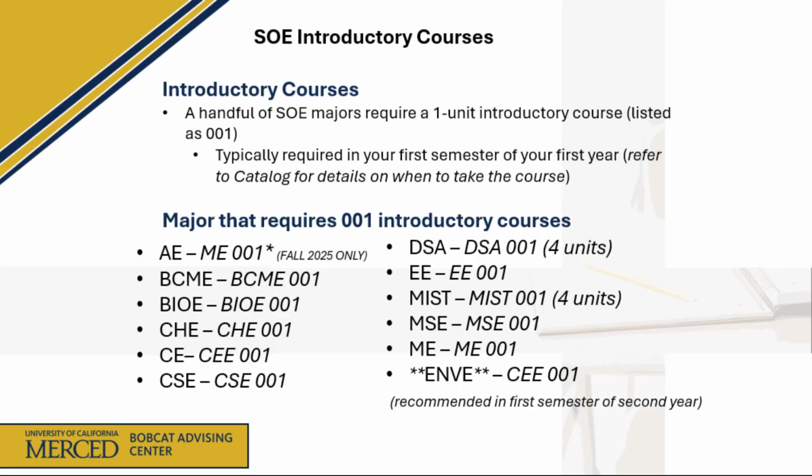In the School of Engineering, most if not all majors require that you take an introductory course. These courses are typically listed as 001 and are a good introduction to your major. These introductory courses are typically taken within the first semester unless specified by the faculty. A good example is environmental engineering. It is required that you take CE 001, but it should be taken in the first semester of your second year. Other things to be aware of: all fall 25 admits in the aerospace engineering major must take specifically Mechanical Engineering 001. DSA 1 and MIS 1 are both 4-unit courses, while other courses are about 1 unit.